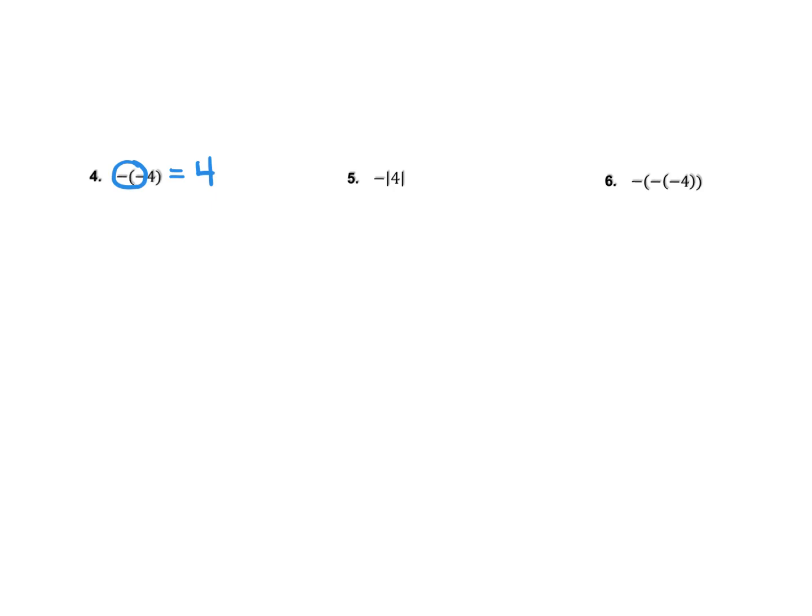So for number 5, we have the opposite of the absolute value of 4. So let's start right here. What is the absolute value of 4? It is 4. And now we can put this negative back on it. So the answer to this one is negative 4.